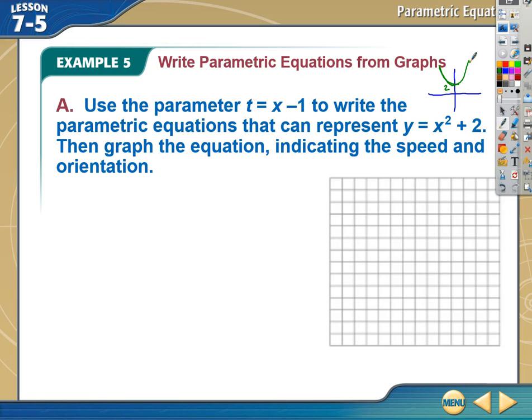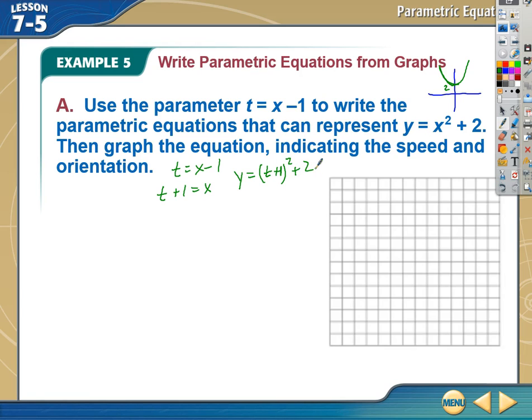So how do I do that? Well, much like we solved for t in the other one, we're going to take our parameter and solve for x and substitute it in the equation. So when I take my parameter, t is equal to x minus 1, solve for x, I find that t plus 1 is equal to x. Plug that into my original equation. So y is equal to, instead of x squared, I have t plus 1 squared plus 2.